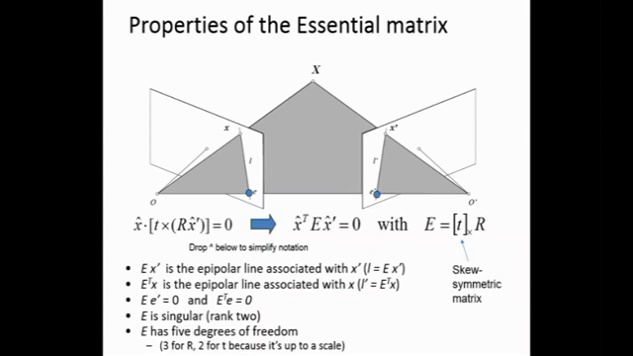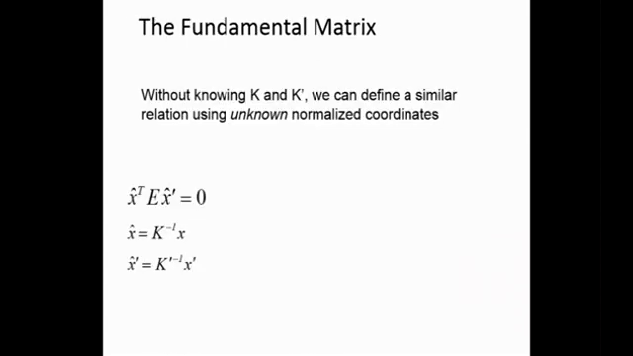So when I solve for E, I'm going to get 5 degrees of freedom, which correspond to the 3 rotation angles and the 3 translation parameters up to a scale. I'm going to get to how to solve for this in a little bit.